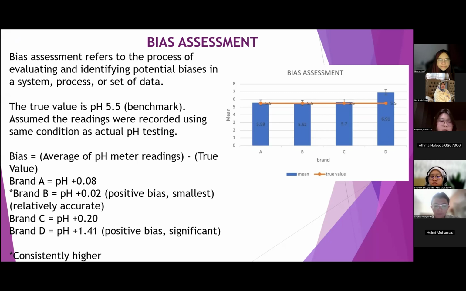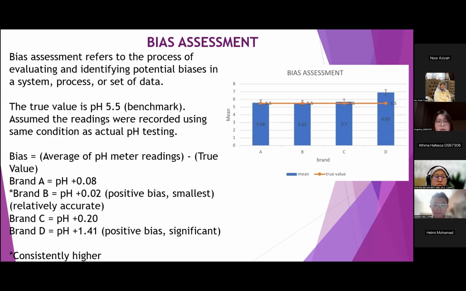So we know that the true value is pH 5.5. So we are setting this as a benchmark. So we assume the readings across these 4 brands were recorded using the same conditions as the actual pH testing. So for the equation, bias is equal to the average of pH meter readings minus the true value. So for brand A, the pH meter is having a positive bias of 0.08.